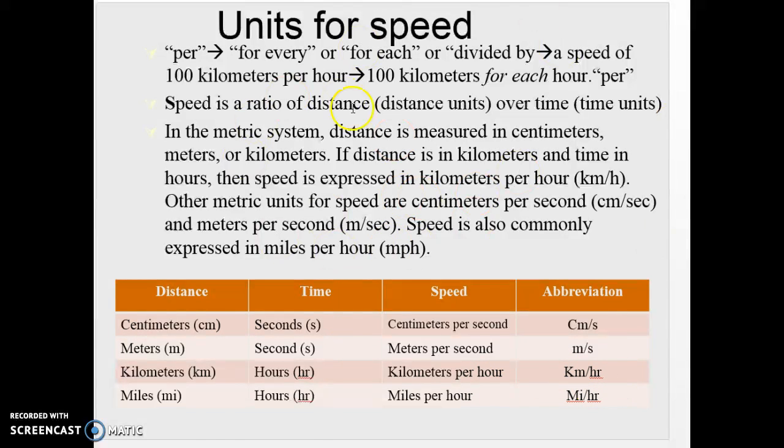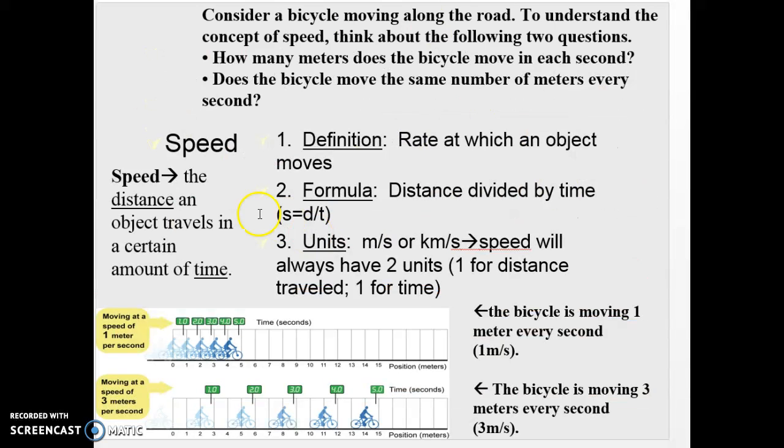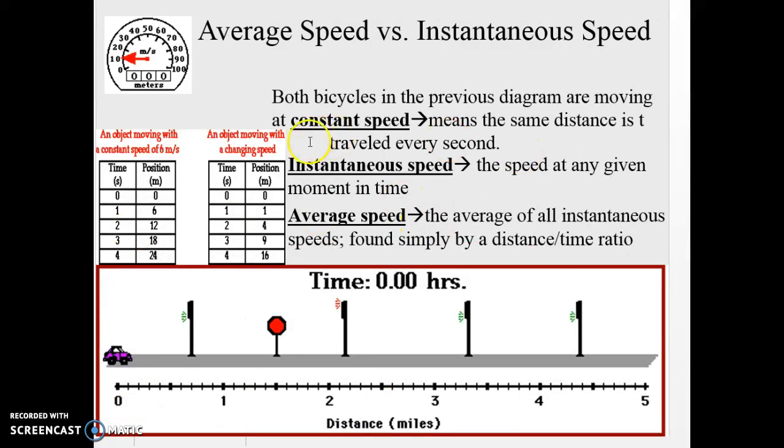So remember, units are very important, so make sure you have the correct unit there. Since speed is distance divided by time, you're always going to have two units for speed, whatever you measured the distance in and whatever units you measured the time in. There are different types of speed. You can have a constant speed.